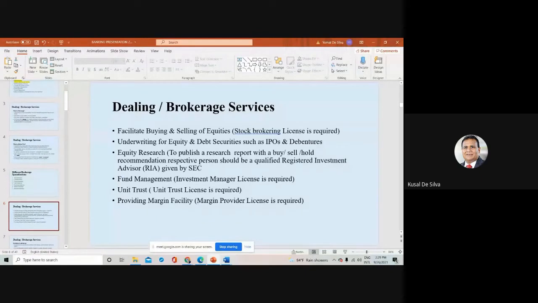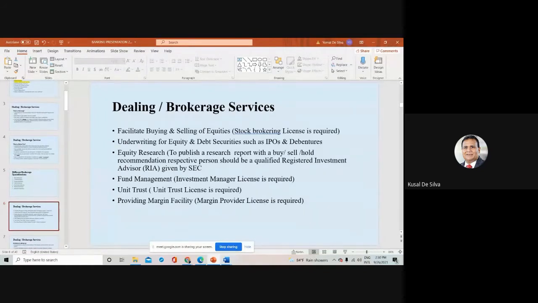Then fund management functions are also done by them. Fund management requires an investment manager license. Then unit trust, I have told you, a unit trust license is required. Then providing margin facility, a margin provider license is required. These are the licensing requirements for the different kinds of services that need to be offered. You can't just go and provide these services without licenses from the registered regulator.